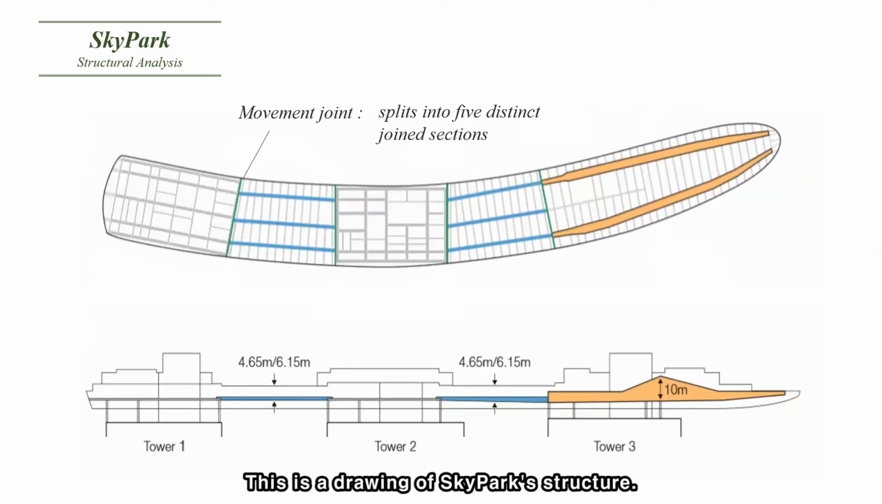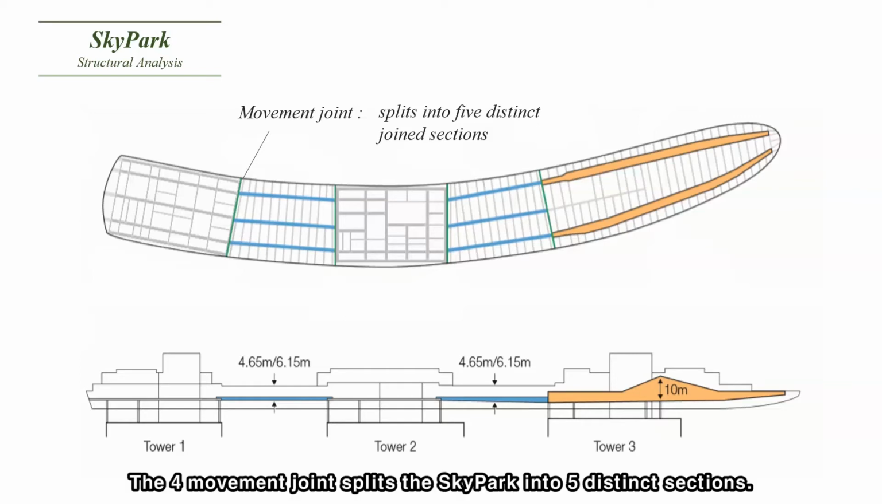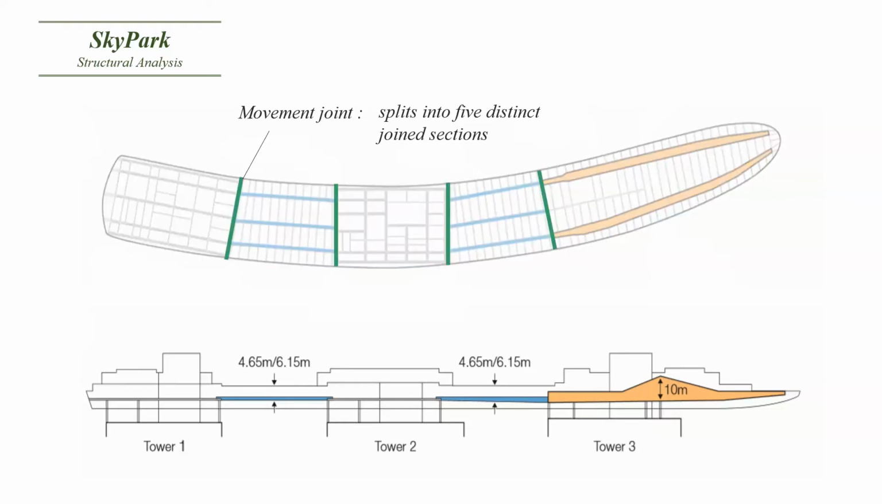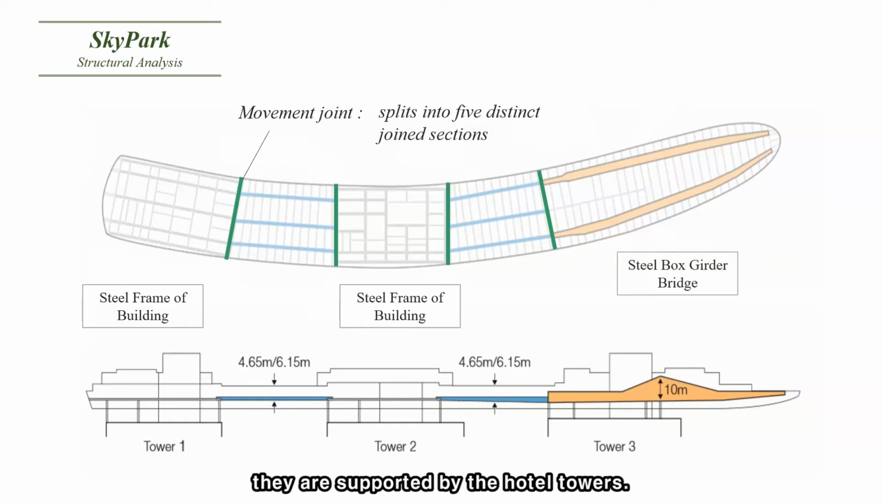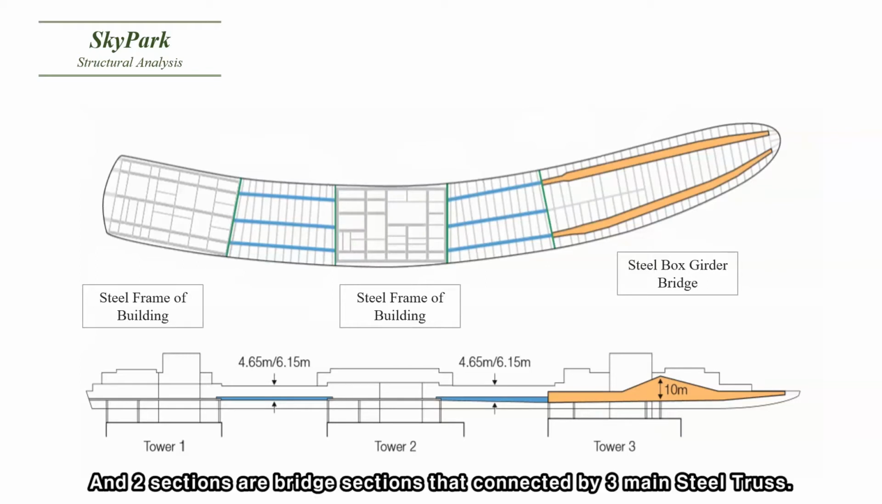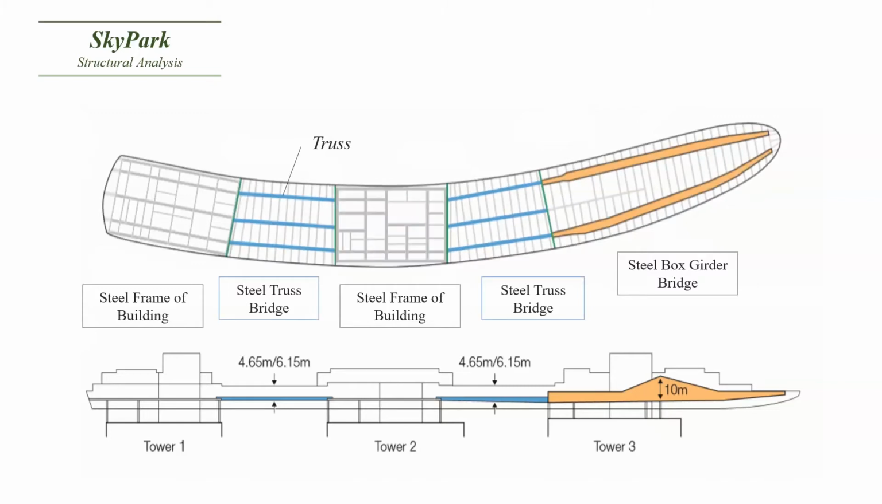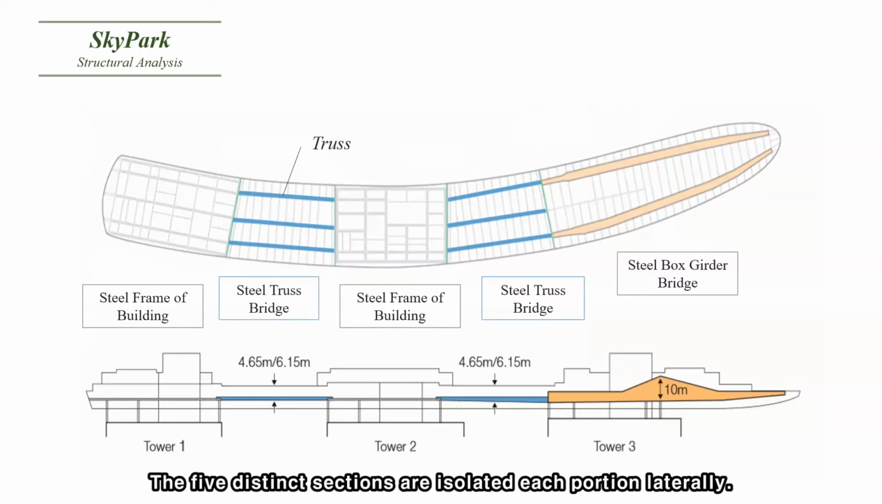This is a drawing of Skypark's structure. The four movement joints split the Skypark into five distinct sections. Three of them are two steel frame buildings and one steel box girder bridge. They are supported by the hotel towers. And two sections are bridge sections that are connected by three main steel trusses. The five distinct sections are isolated laterally from each other.